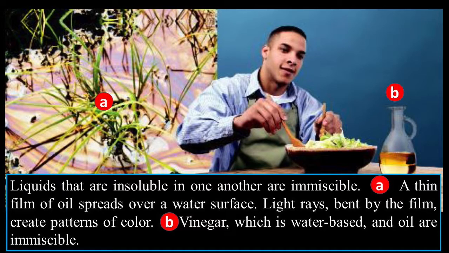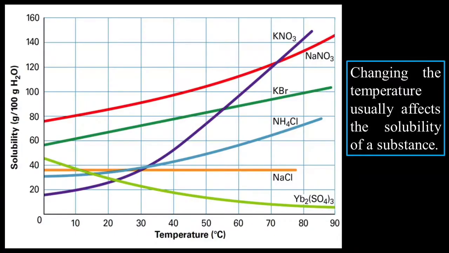Light rays bent by the film create patterns of color. Vinegar, which is water-based, and oil are immiscible. You can't really particularly see the oil in the water or the gasoline in the water, but it's very obvious if you ever see it.